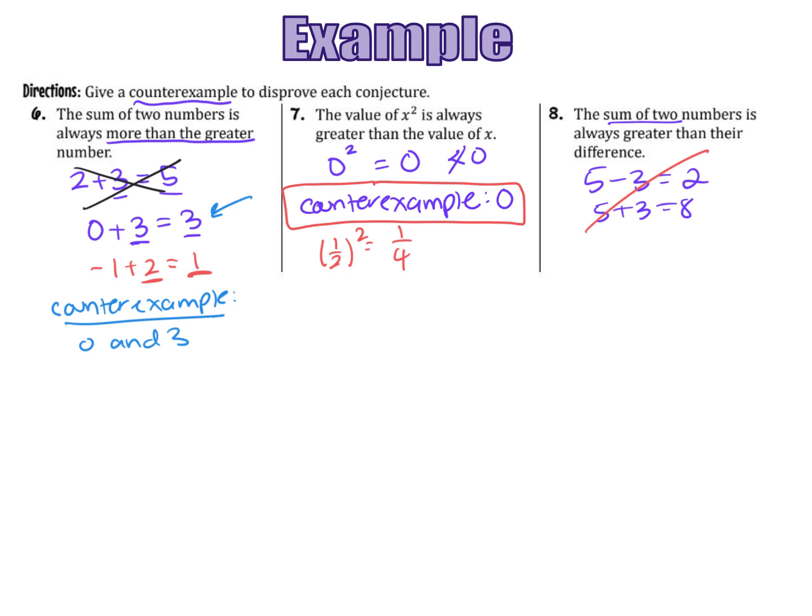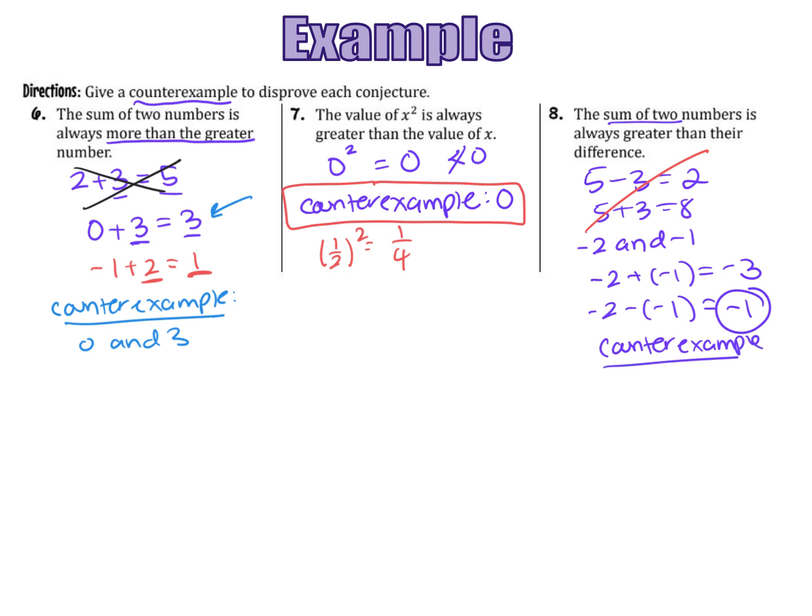So let's say our numbers are -2 and -1. If I add them, I get -3. If I subtract them, I get -1. And -1 is actually larger, so a counterexample in this case could be -1 and -2. And there we have it. So a counterexample is just something that disproves a claim.